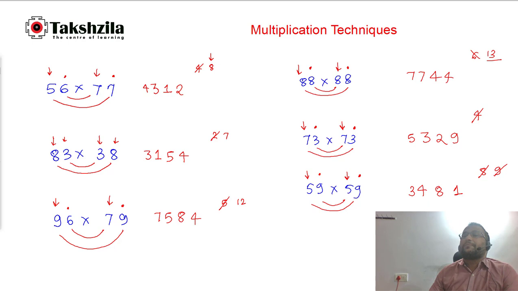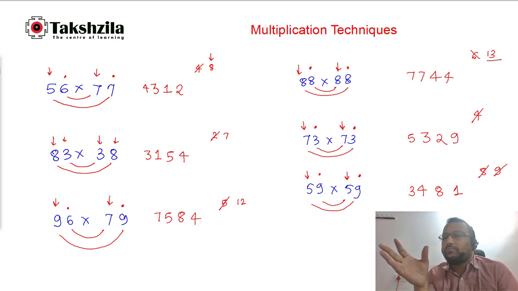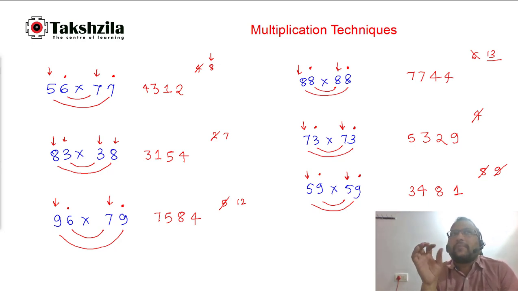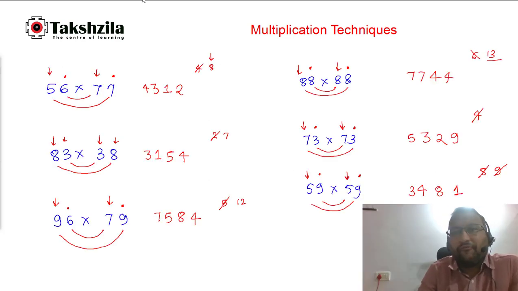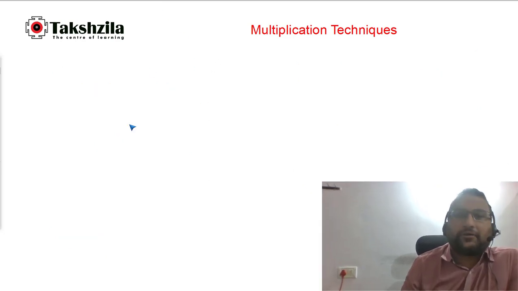This is how we can multiply a 2-digit number by a 2-digit number. This is a method from Vedic mathematics. Now every time it's not necessary to use this method only. You can use some other generalized method as well. Now which methods am I talking about? Let's have a look at it.